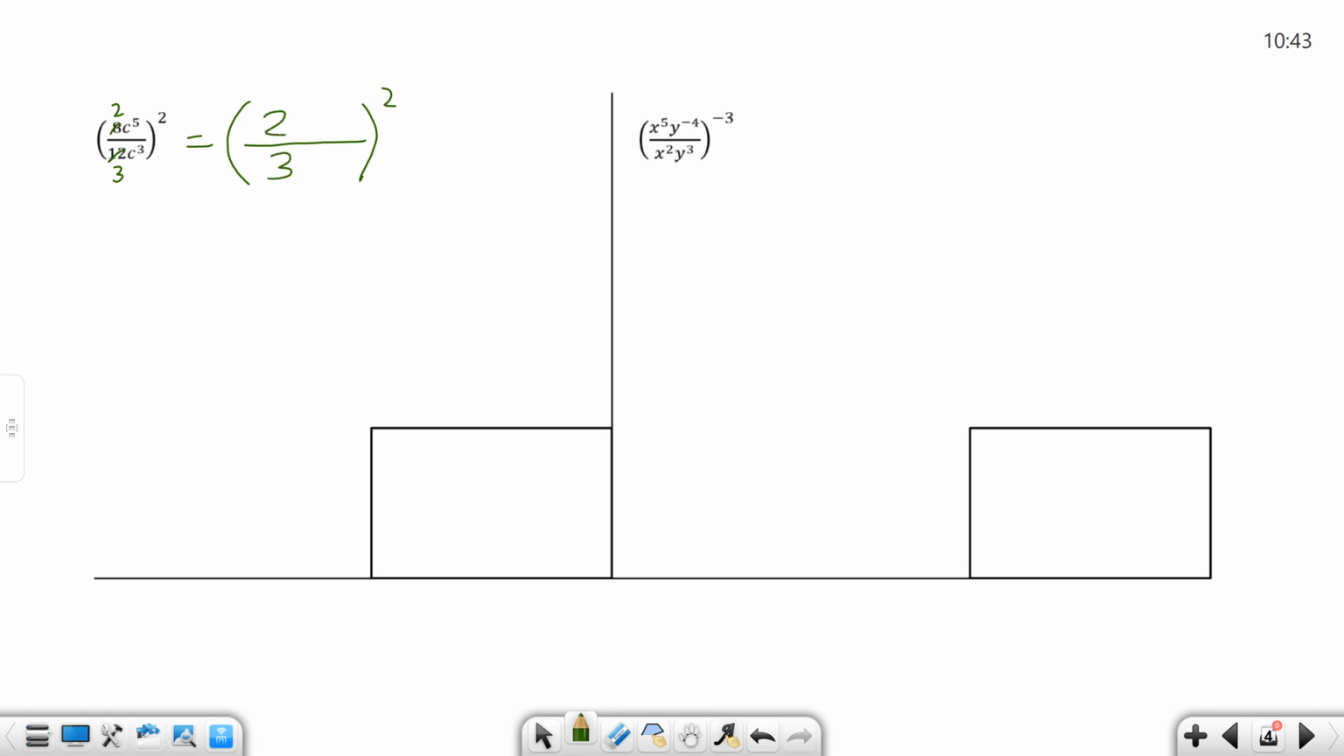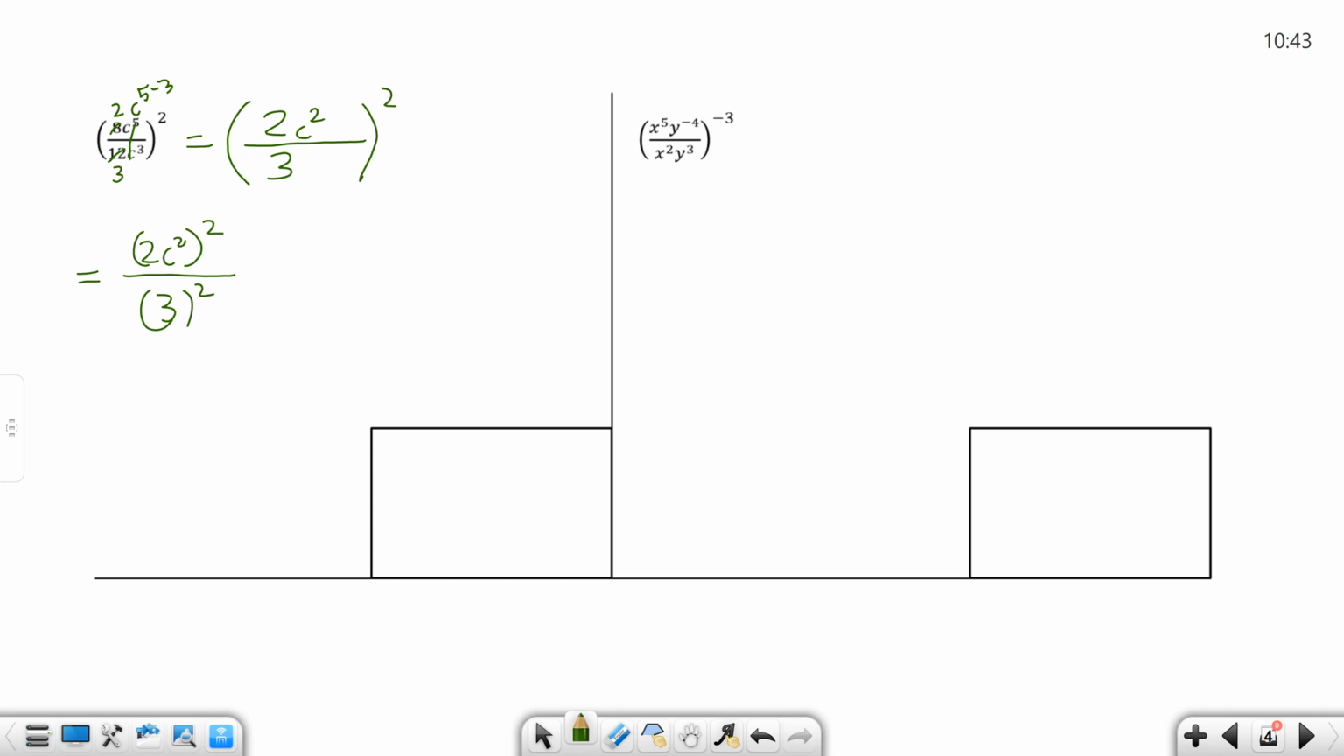How many c's are left? Okay, 2, and where are they? In the top, right? C to the 5 minus 3. So that's going to be c squared in the top because 5 is bigger than 3. Now, again, we have one term, two factors up top. 2 is a factor, c squared is a factor, but that's all one term, and then 3 is one term in the bottom. So we're going to take and do 2c squared over 3 squared.